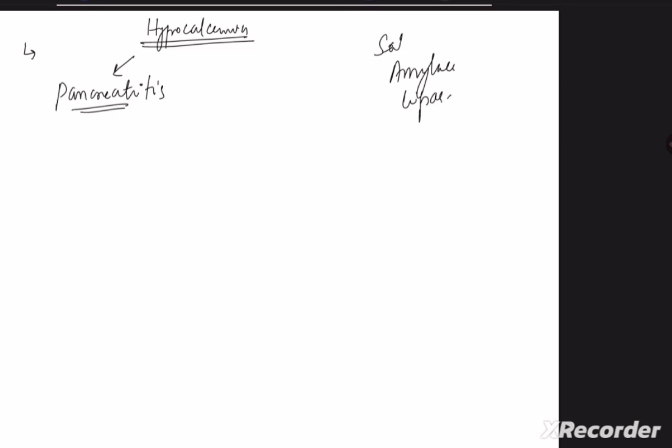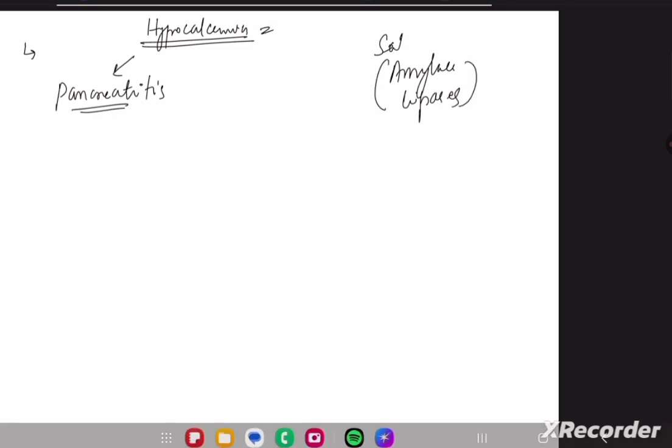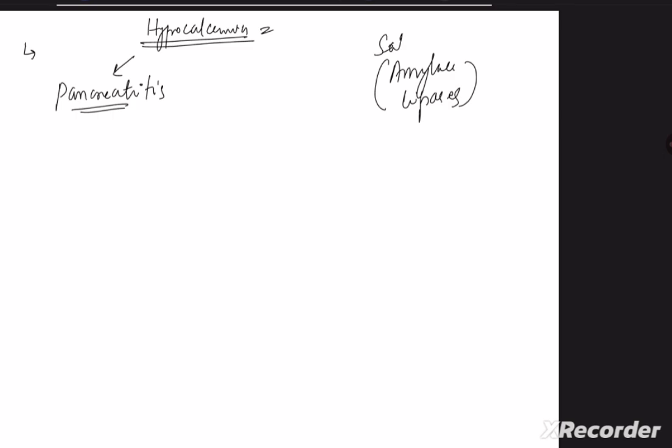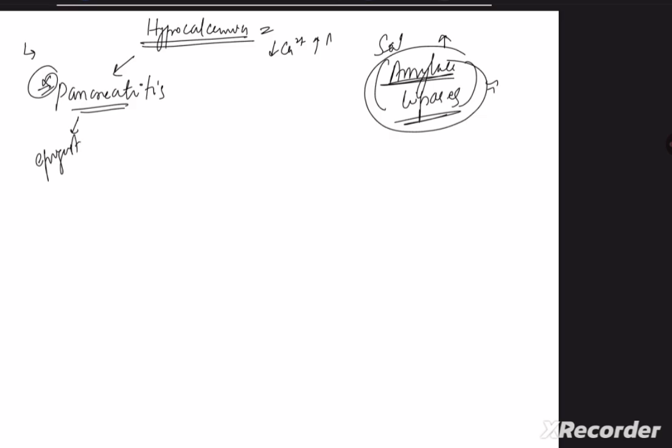So whenever you see hypocalcemia, after obtaining the serum calcium and phosphate, if there is hypocalcemia and increased phosphatemia, along with that get an amylase and lipase. If they are normal, not increased, and there is no epigastric or abdominal pain, this rules out pancreatitis.